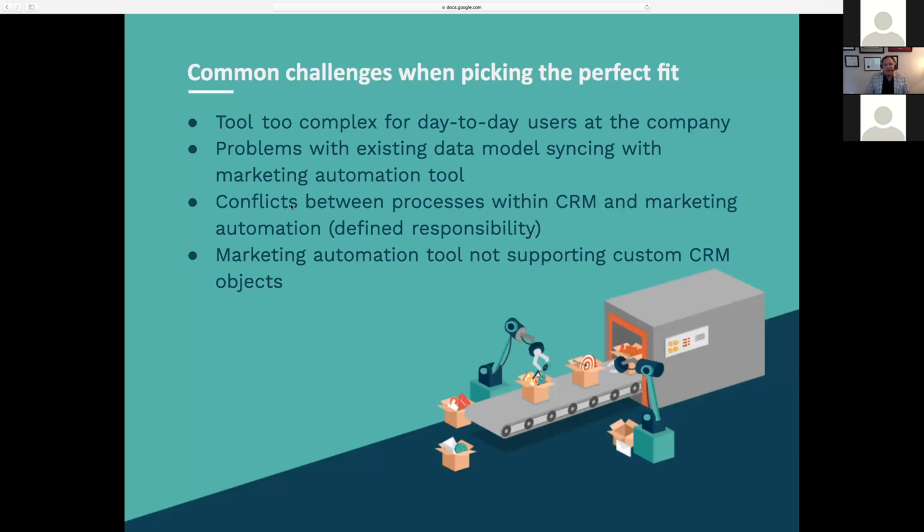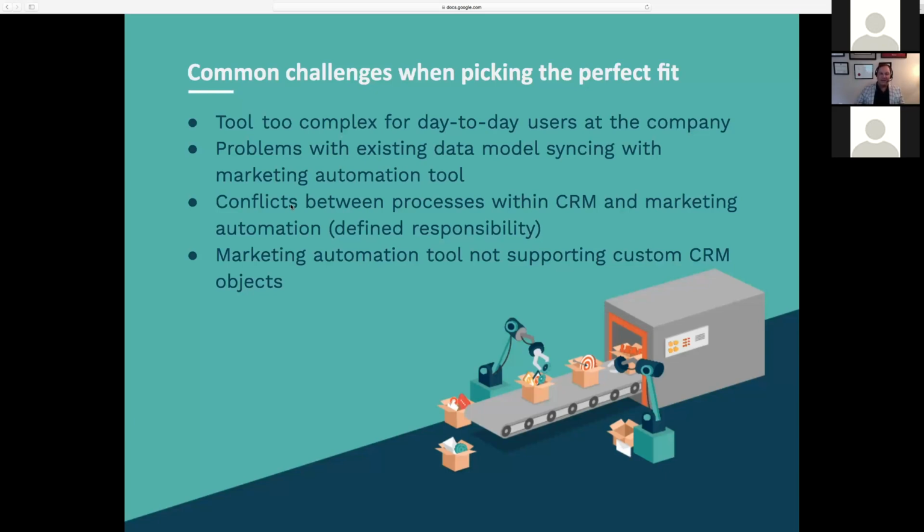Another thing that's worth looking at is conflicts between processes within CRM and marketing automation, making sure there's a defined responsibility. What often happens is that marketing automation can do quite a lot of what CRM does, right? You can work with data in there, you can assign things to sales reps, things like that. But often marketing automation will be run by one group, CRM will be run by another group, and they never talk with each other, and they are building processes that essentially conflict with each other, or one does one thing, one does the other, they fight with each other. And then often people like us are brought in to try and figure out why they're not playing nicely with each other and then find a good solution.